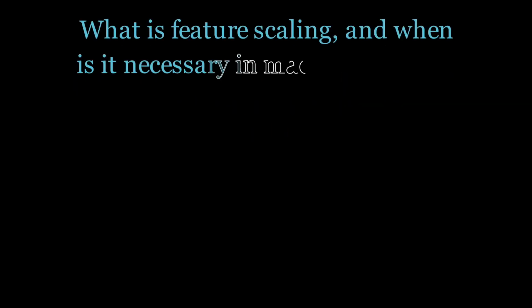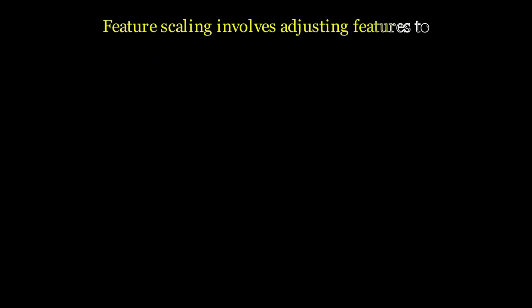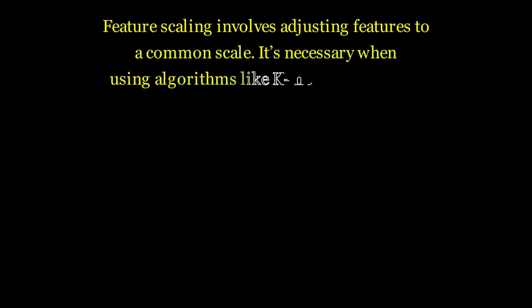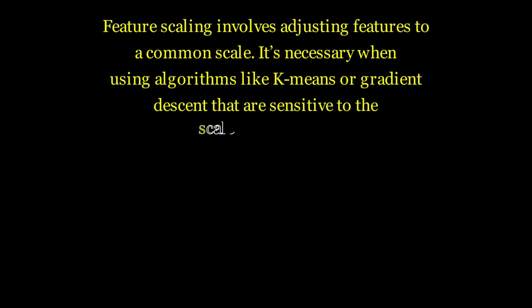What is feature scaling and when is it necessary in machine learning? Feature scaling involves adjusting features to a common scale. It's necessary when using algorithms like K-means or gradient descent that are sensitive to the scale of input data.